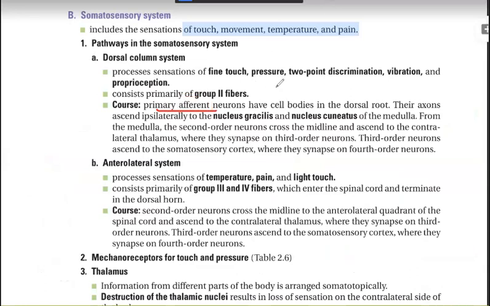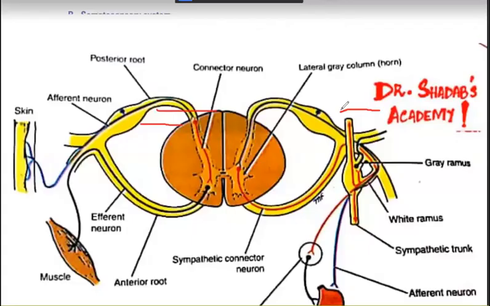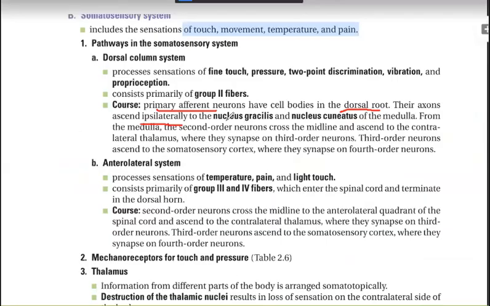The afferent neurons have their cell bodies in the dorsal root, as I just showed you. Their axons ascend ipsilaterally. Ipsilaterally means on one side, not on both sides of the spinal cord, but only on one side. So they come from one side, ipsilaterally, to the nucleus gracilis and the nucleus cuneatus.